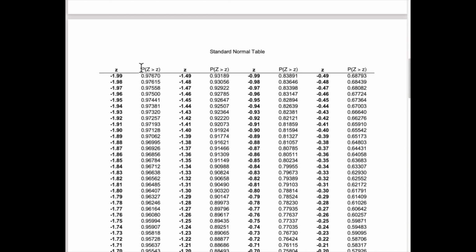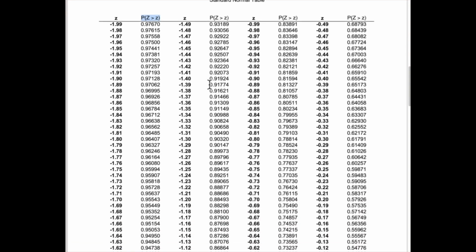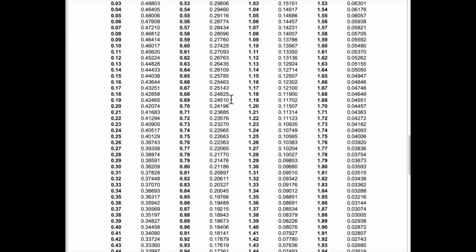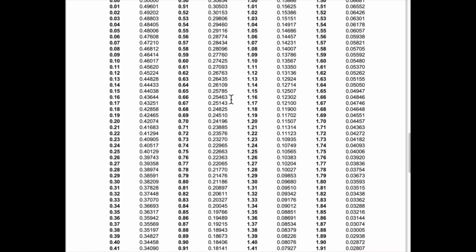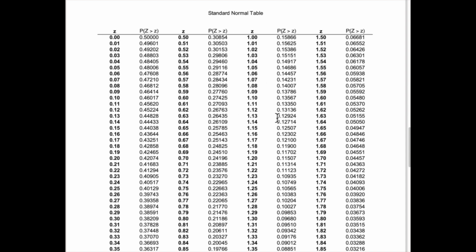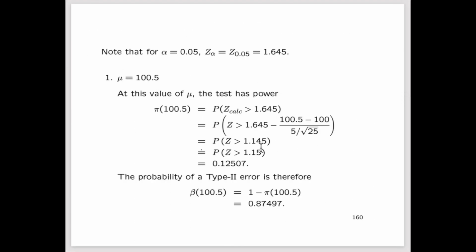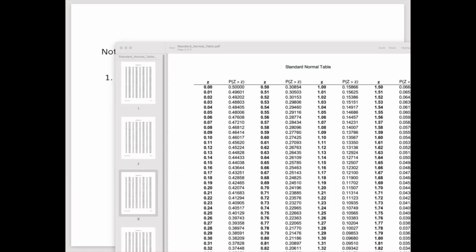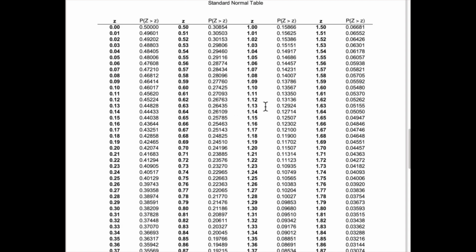Now notice that this is in fact a right-tailed table, all right? And so what we want to do is look for 1.145. But now what we see here is that the z values are not given to 3 decimal places, they're only given to 2 decimal places. And so we're not going to find 1.145 in the table, all right? But we do see 1.14 and 1.15. And so we know that the probability we're after is going to be somewhere between 0.12507 and 0.12714.